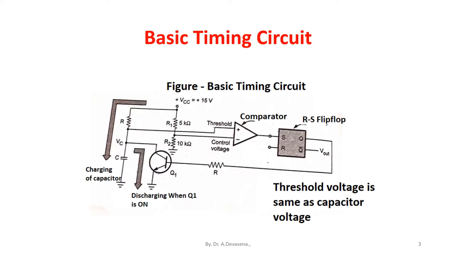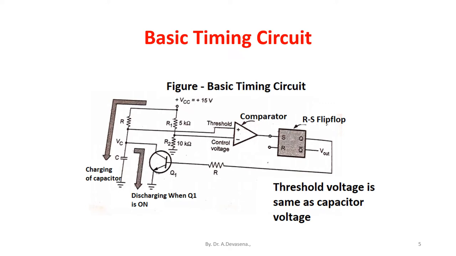Basic timing circuit. To understand the operation of the 555 timer IC, let us study the basic timing concept using an RS flip-flop. The RS flip-flop comprises a set input, a reset input and two outputs, Q and Q bar. The output Q of the RS flip-flop is in high state initially.